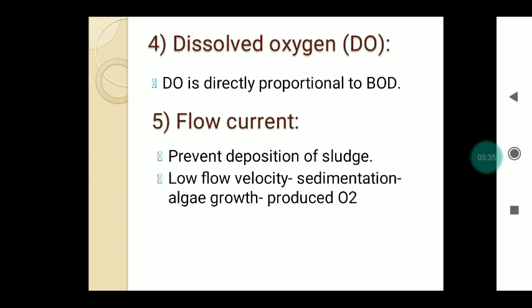Next is the flow current, which prevents the deposition of sludge when the natural stream has high flow or high velocity. If the flow is low or the velocity is very low, then sedimentation occurs, due to which bacterial or algae growth takes place, and the algae produce oxygen in the water through the photosynthesis process. That is the fifth process of self purification.